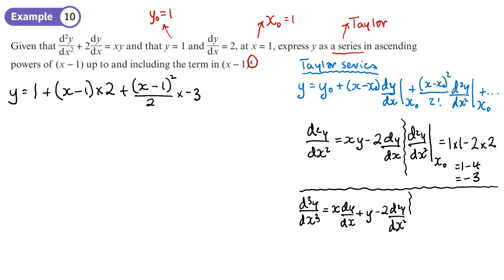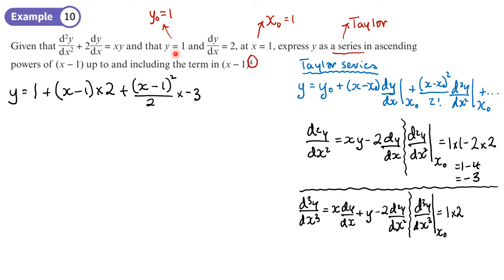Okay, so now we substitute in our initial conditions. It's cubed, so I'll write x0 down here. So if we do that, then this x here just becomes 1, and then dy dx, that becomes 2, so we have 1 times 2. So some very easy maths here.